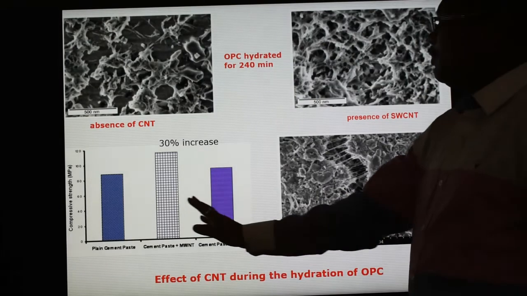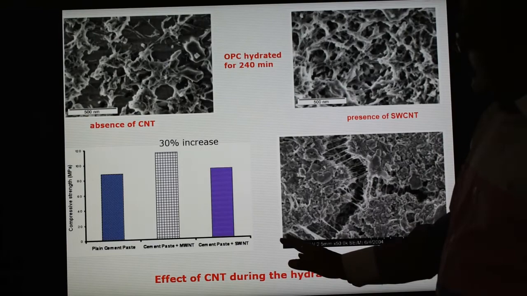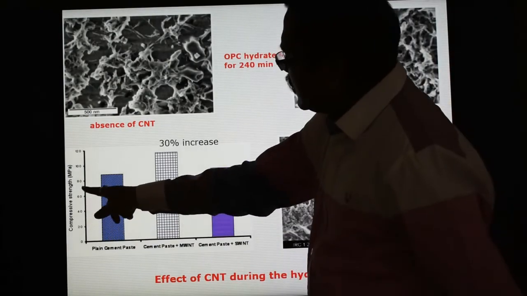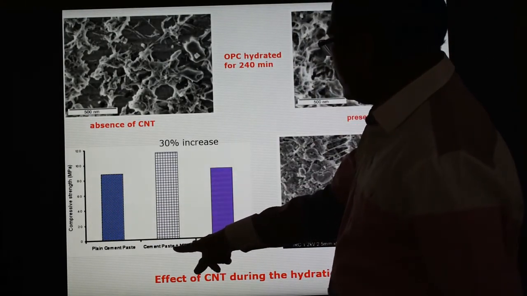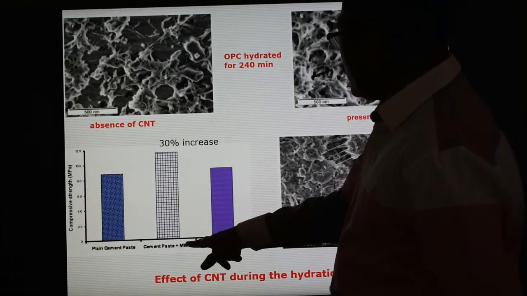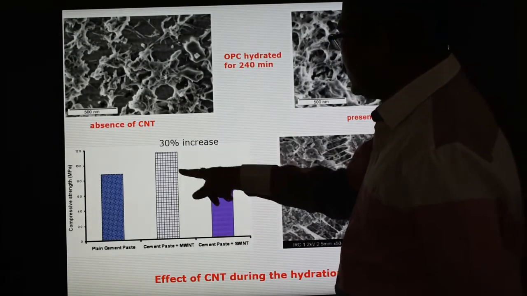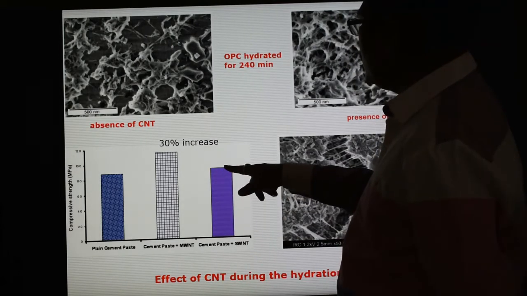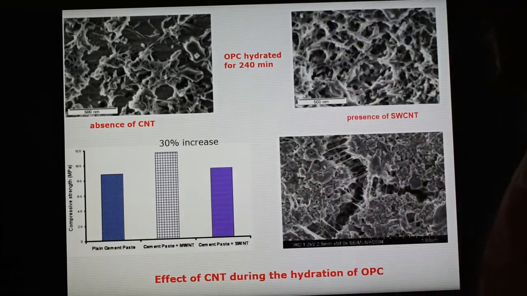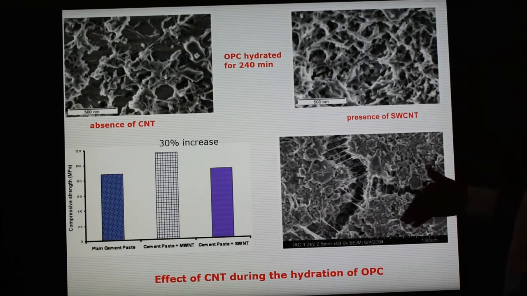Now after plotting the graph, it shows that the compressive strength increases by 30% in the case of the cement with multi wall carbon nanotubes. In the case of single wall, it also increases as compared to this plain cement paste, but the strength increases more by the addition of multi-wall carbon nanotubes.